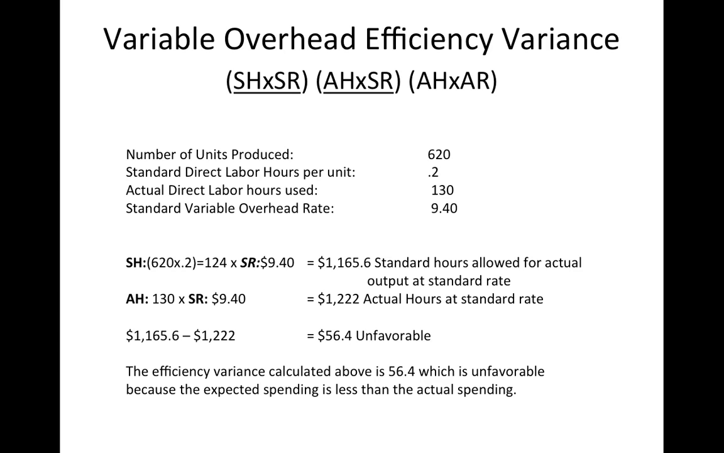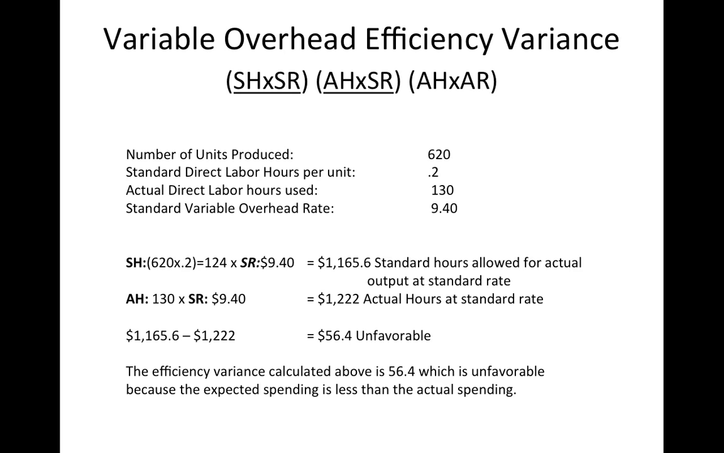You multiply those two together, and it gives you 1,165.6. And then for the middle part of the equation, you want to multiply the actual hours, which is 130, by the standard rate, which is the same as above, $9.40, which gives you a total of 1,222.